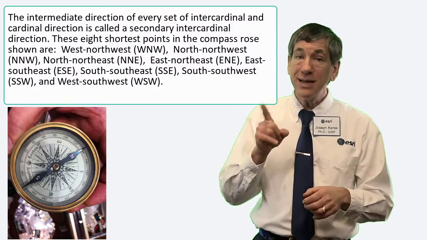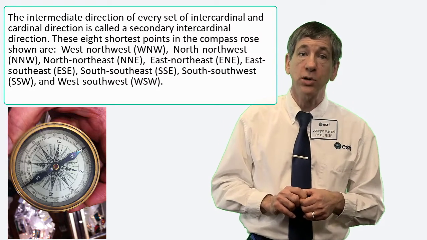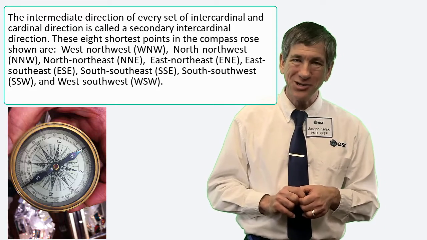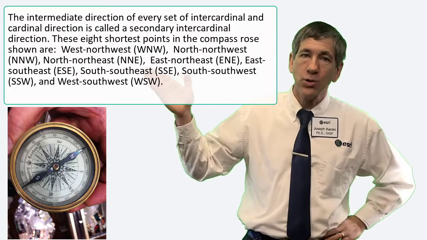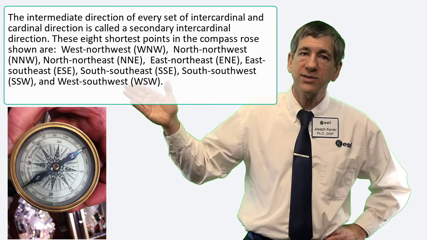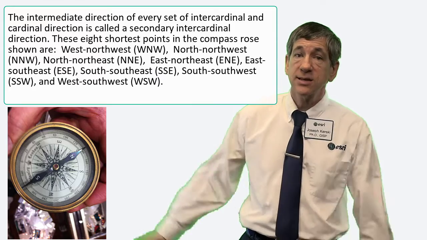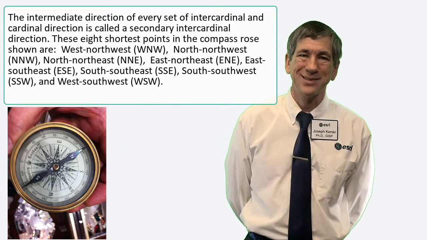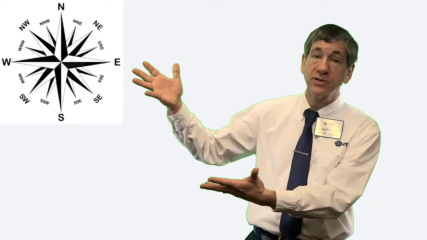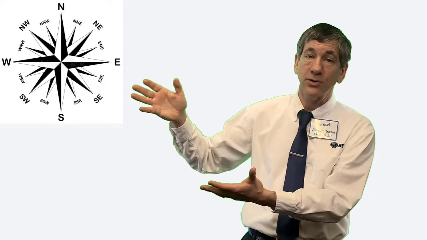The intermediate direction of every set of intercardinal and cardinal directions is called a secondary intercardinal direction. These 8 shortest points in the compass rose are west-northwest, north-northwest, north-northeast, east-northeast, east-southeast, south-southeast, south-southwest, and west-southwest. See this compass rose with cardinal, intercardinal, and secondary intercardinal directions.